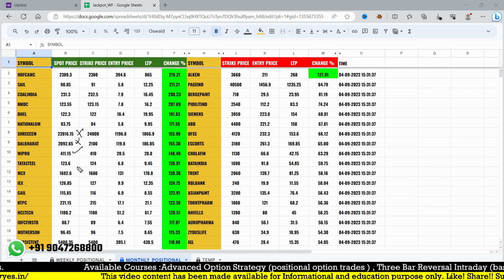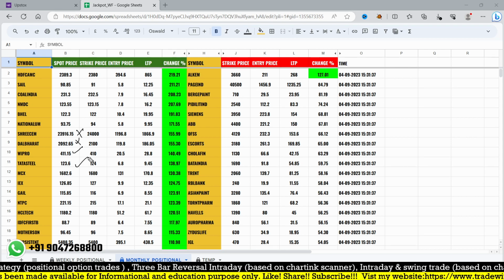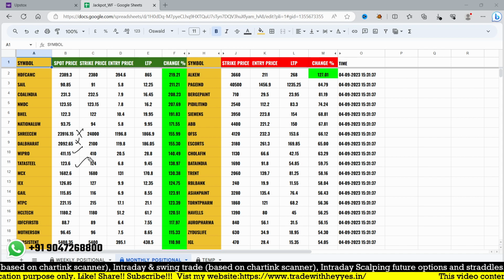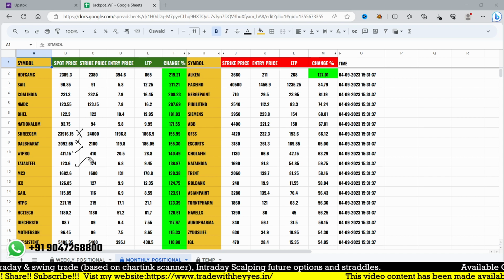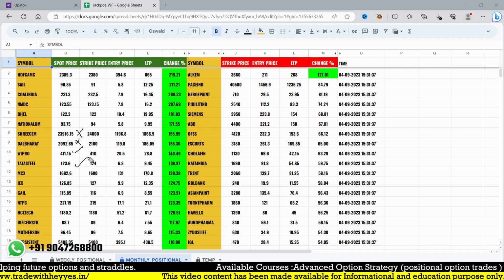And Wipro, one of my students who messaged me today, almost 18,700 something, made a profit in Tata Steel as a positional trade, a 120 call option. I think he bought at 6.8 and was selling around 10.2 something. And MCX is one more trade.